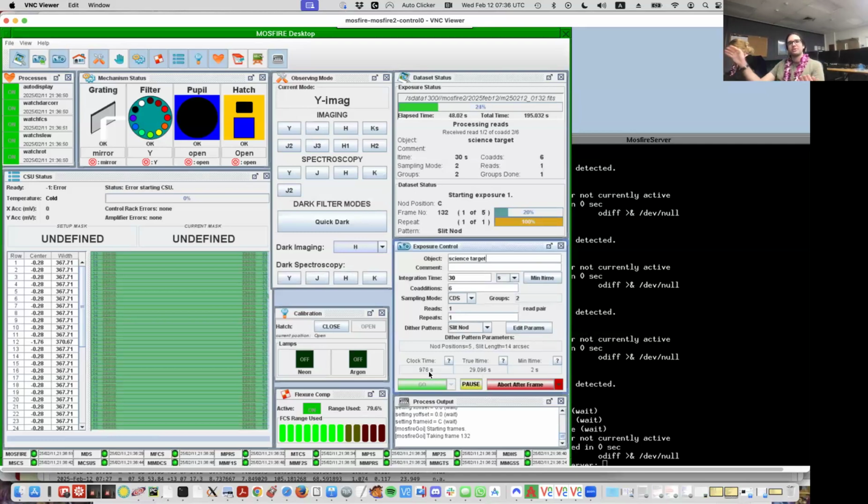We have to do a bunch of Ys all at once. We have to do a bunch of Js all at once. We have to do a bunch of Hs all at once. And we have to do a bunch of Ks all at once. So the trick here is we're going to smear out the light curve in each filter individually. So this is a 15-minute sequence.